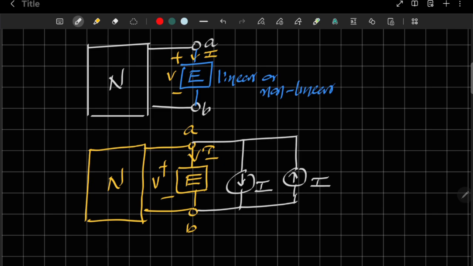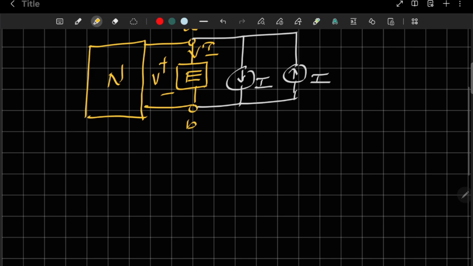Now, whatever part we have newly included, because of this the branch voltages and branch currents available in the original circuit will not be affected, because the parallel connection of these two current sources will become zero, as those two currents I have taken opposite to each other.